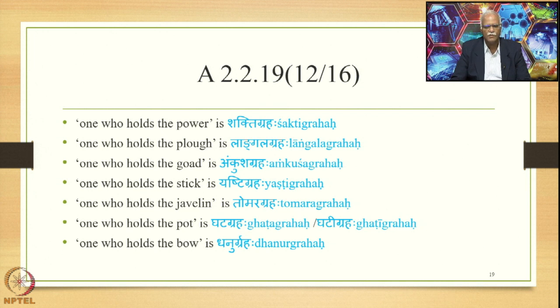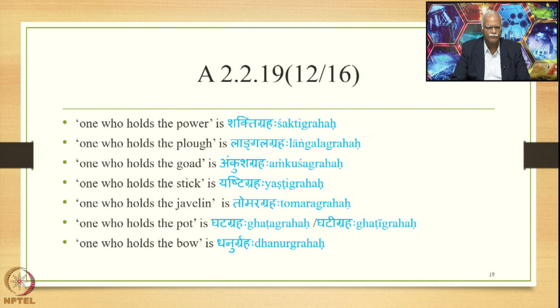Then if we have the input "one who holds the javelin," the compound output is tomara graha, after we add the suffix ach after the verbal root graha. Then we have the meaning "one who holds the pot," and we have the compound output ghata graha or even ghati graha, by adding the suffix ach to the verbal root graha. Ghata and ghati.